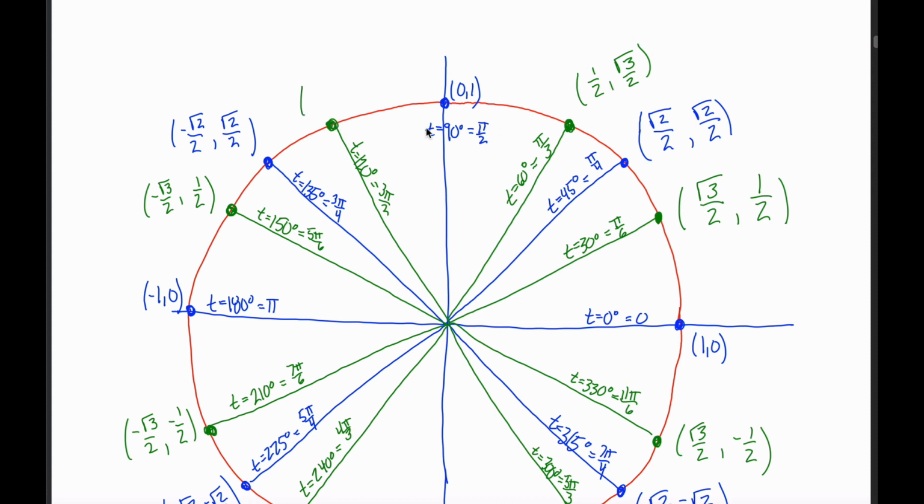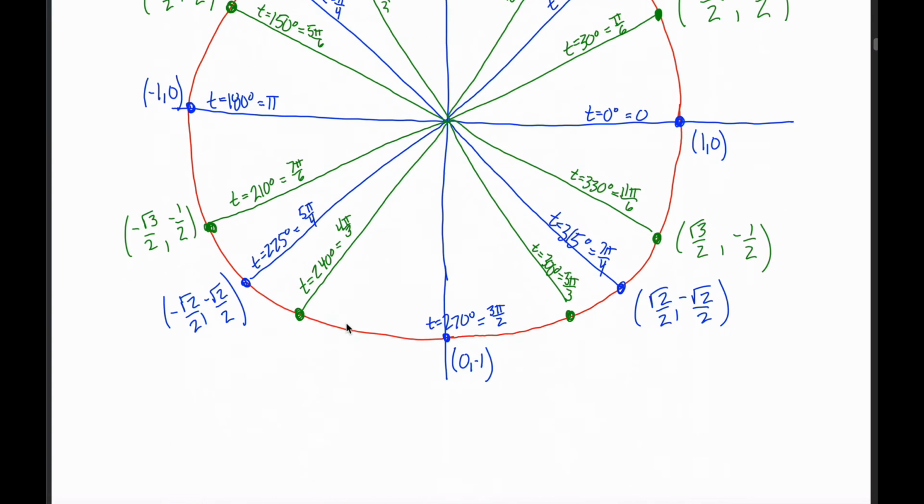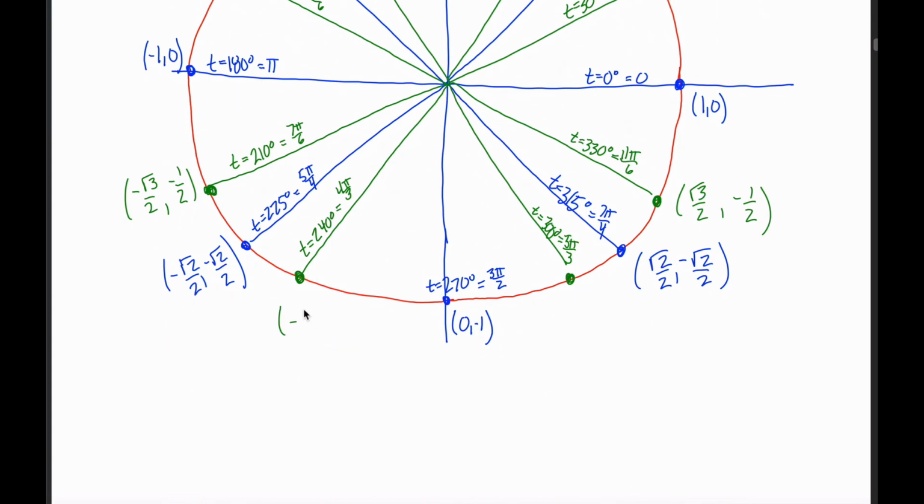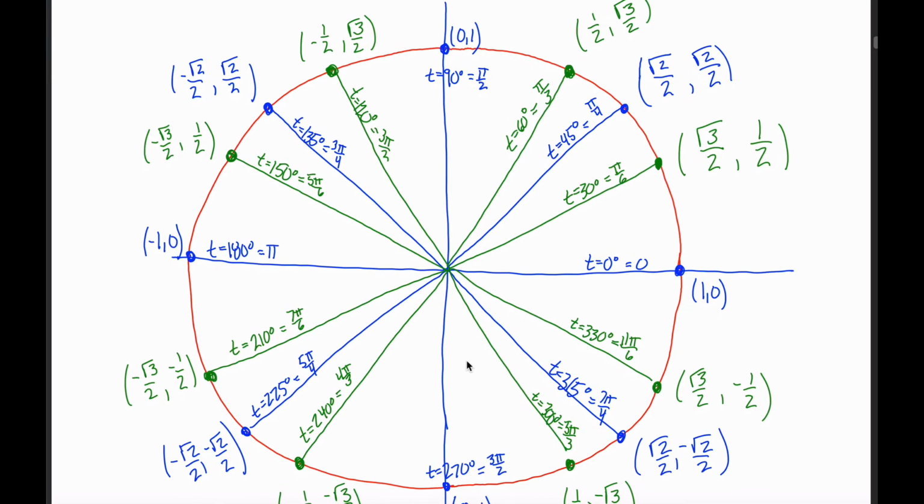The y coordinate, the height, is the same as the height here, so it's root 3 over 2. The x coordinate is similar, but the x coordinate is negative over here, so it's negative 1/2. Similarly, down here, this point has an x coordinate of negative 1/2 and a y coordinate of negative root 3 over 2. And this point has an x coordinate of positive 1/2 and a y coordinate of negative root 3 over 2. This is what's called your unit circle.